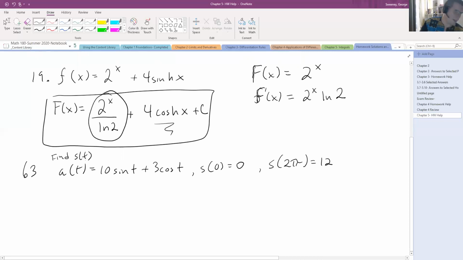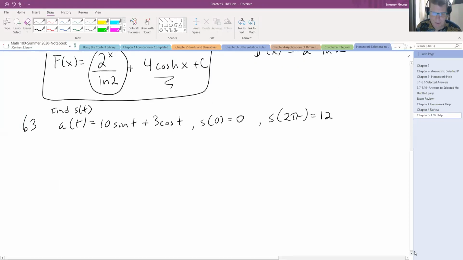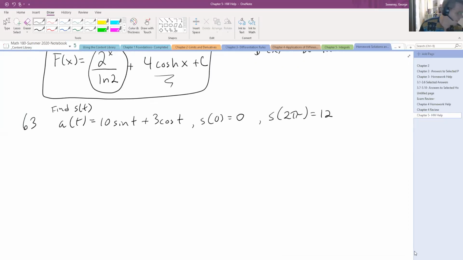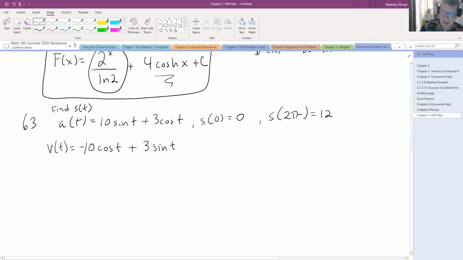Okay, great. So what we're going to do is find two antiderivatives. We start out and find first v of t, which is the antiderivative of a of t. And so we have 10, and the antiderivative of sine t is going to be negative cosine t. So it's negative 10 cosine t plus 3, and the antiderivative of cosine t is 3 sine t. Then plus a C1, okay?